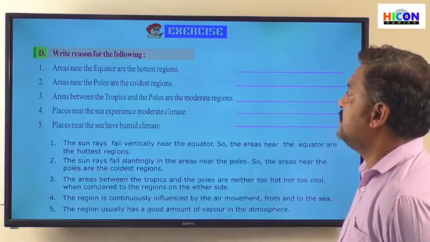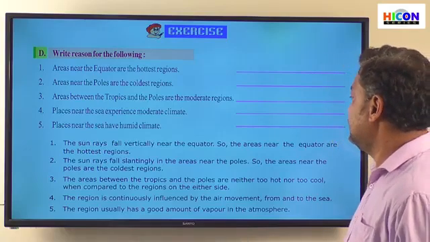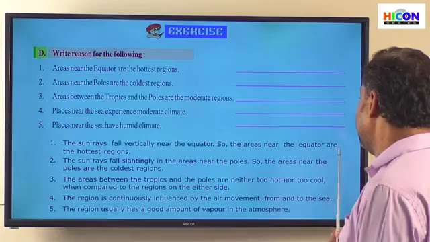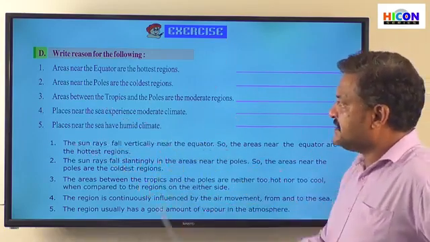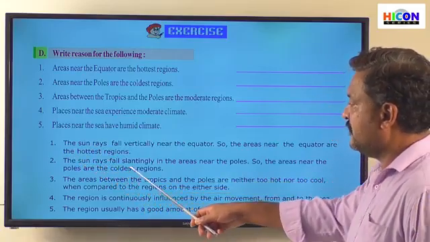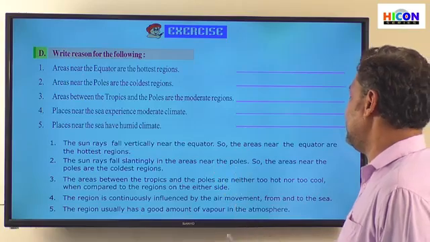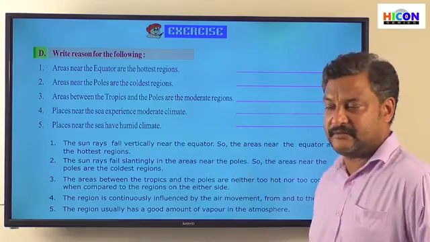Areas near the equator are the hottest region. The sun rays fall vertically near the equator, so the areas near the equator are the hottest region. Second, areas near the poles are the coldest region. The sun rays fall slantingly at the areas near the poles, so the areas near the poles are the coldest region.